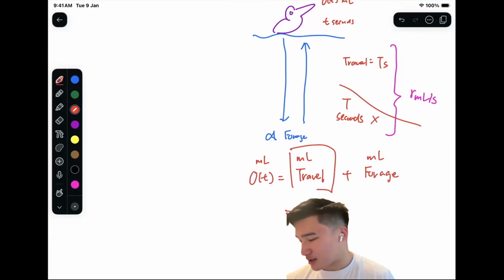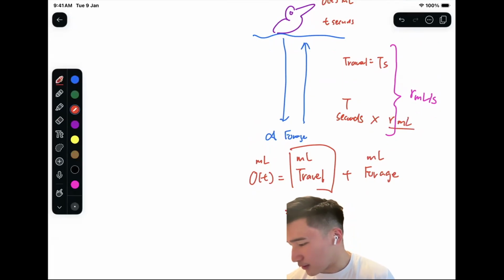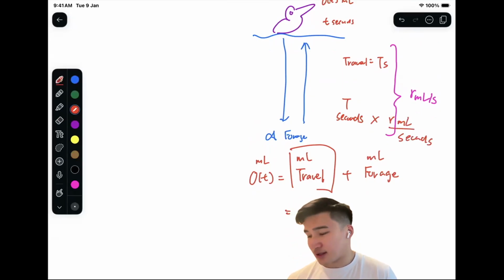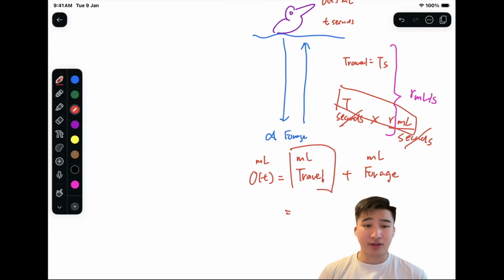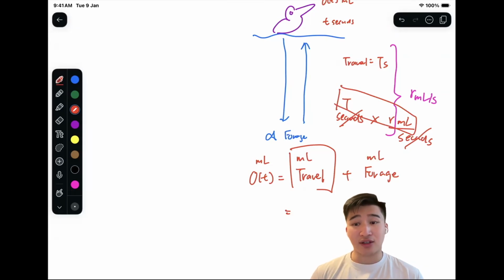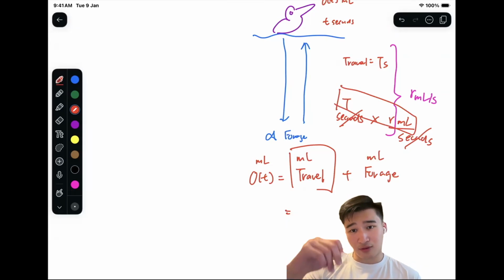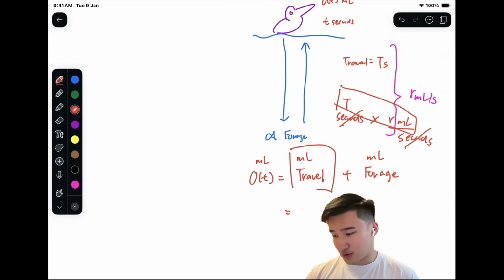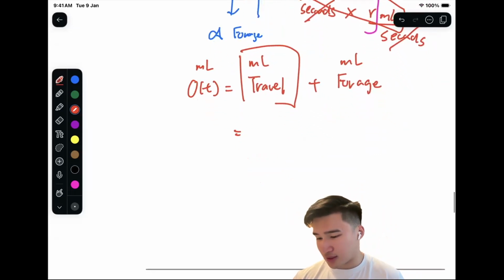If we times our r, sorry, I'm gonna get rid of this one. If we have r milliliters per second, then we can see that the seconds kind of just cross over, and so we're left with tr milliliters. And what tr milliliters stands for is the amount of oxygen that's used during our travel, right? To and from. So the total round trip oxygen.